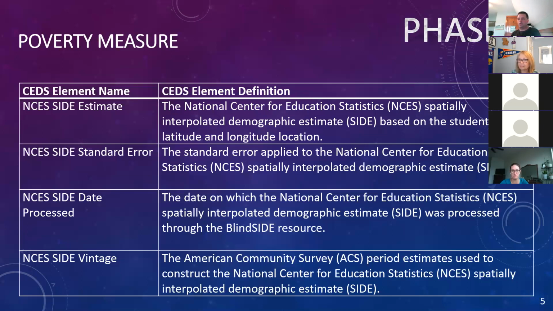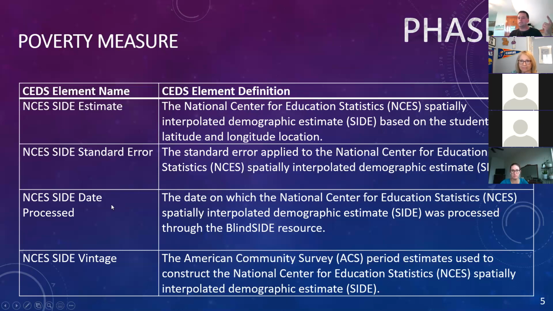And so what you see on the screen there is what we're going to be proposing for adding into CEDS. So those of you following the open source community, which you should be, you're going to see that release soon. So if you have any comments or thoughts about these elements, there'd be a place to comment in the CEDS GitHub site on those. The estimate is the actual number for the student. So from 0 to whatever, so maybe like 234, right? That's going to be the estimate that's related to that student. The standard error gives you an idea of how much that may be off.